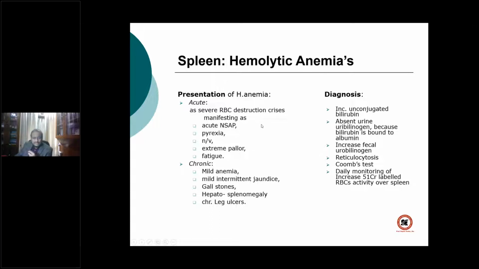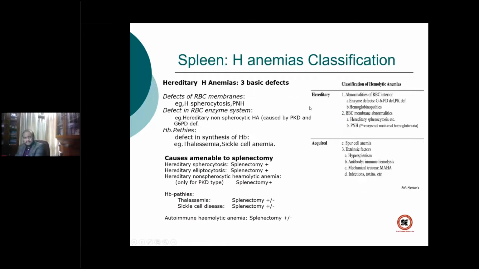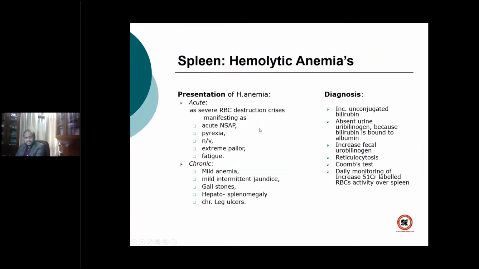And how would they present? Number one, acute non-specific abdominal pain, pyrexia, nausea, vomiting, extreme pallor, and of course fatigue. So this is common to all kinds of hemolytic anemia. All these would have a similar kind of presentation, right?